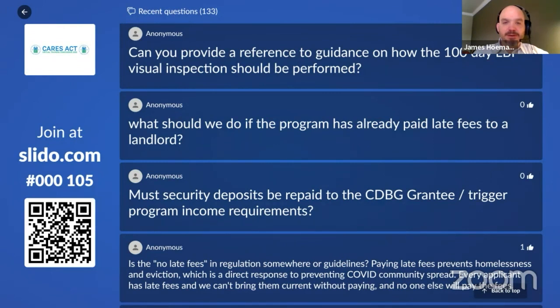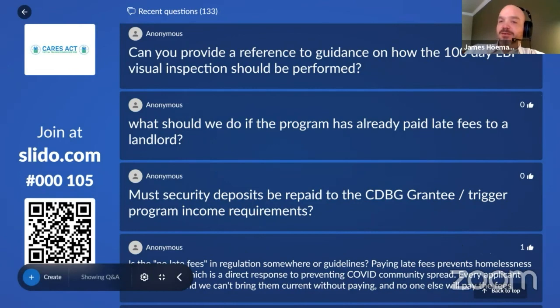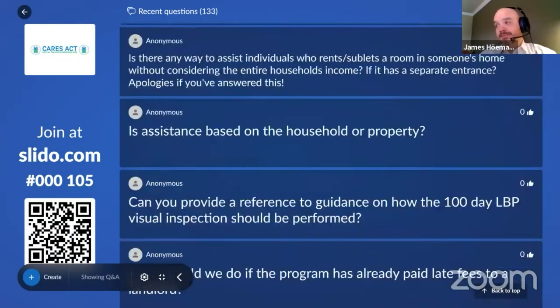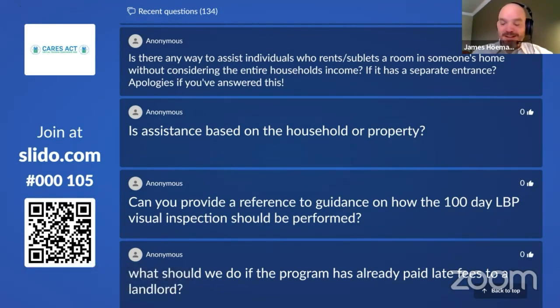What should we do if the program has already paid late fees to a landlord? Well, I guess you've already done it in that case. There's not so much you could do at that point.